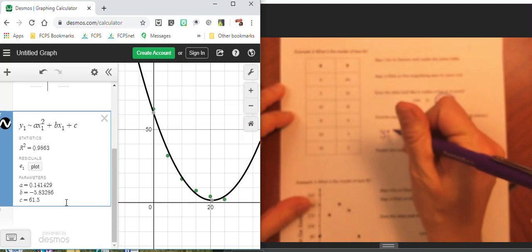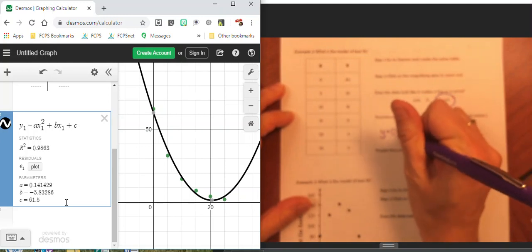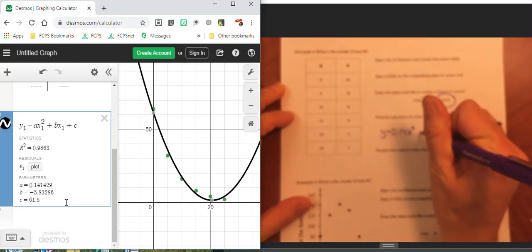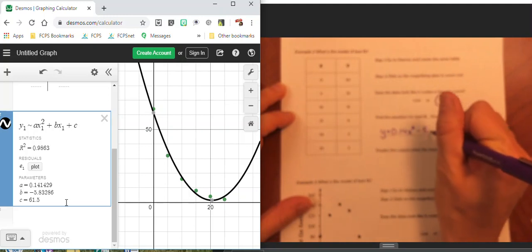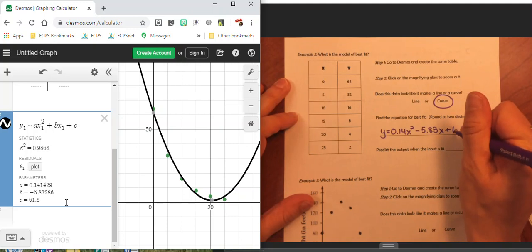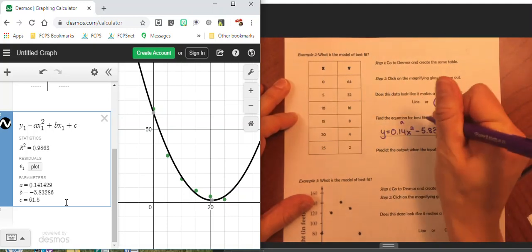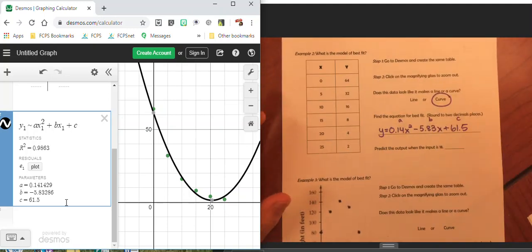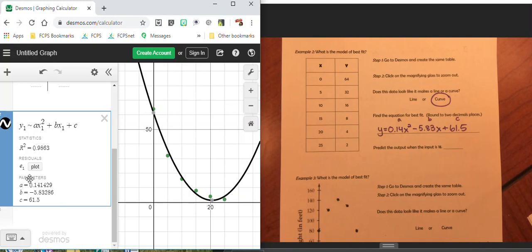So the a value is 0.14 x squared. The b value is negative 5.83 x. And the c is 61.5. So this was a, this was b, and this one was c. If we want to make a prediction for what the output is going to be when the input is 18, I come over here to my graph, I approximate where 18 is, and 18 is going to give you an output of 2.331.